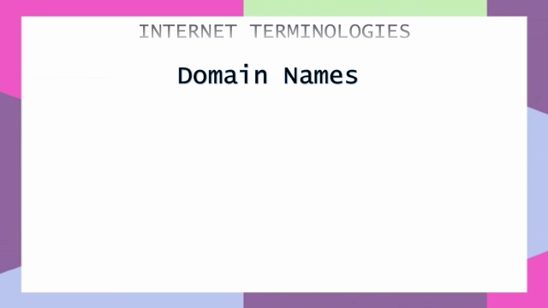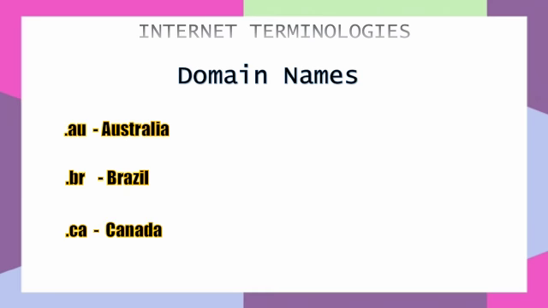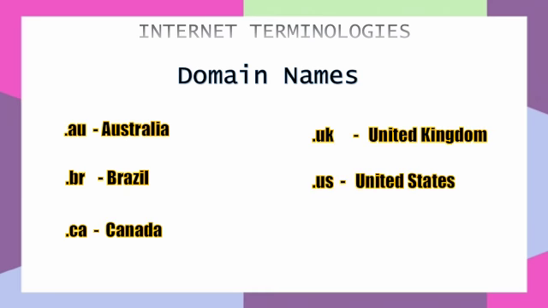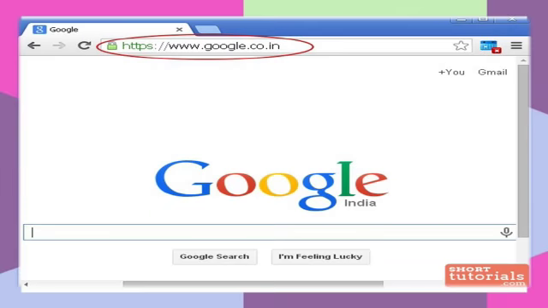Each country has its own internet domain. For Australia, for Brazil, for Canada, for UK, for US, and for Philippines. Address bar is the input field at the top of the browser window that displays the location or URL of the current web page.